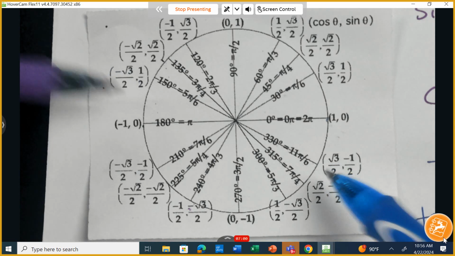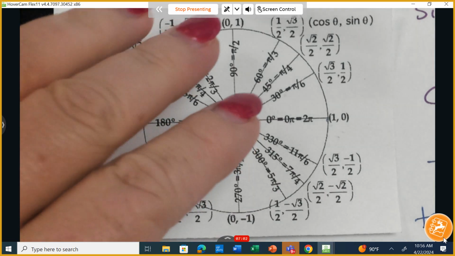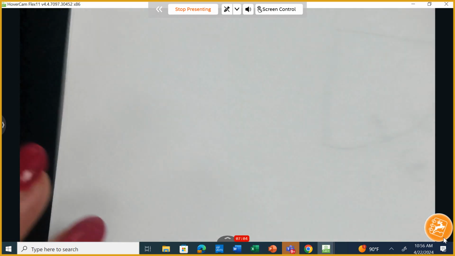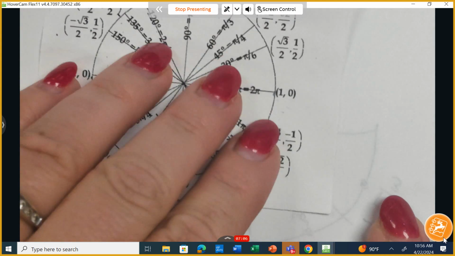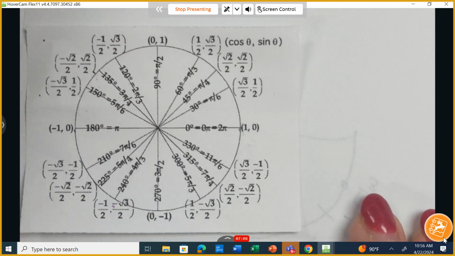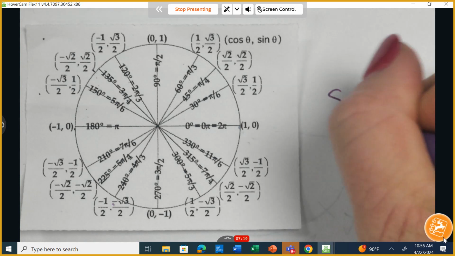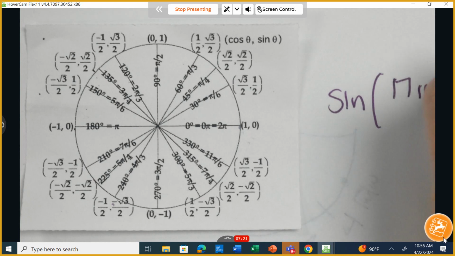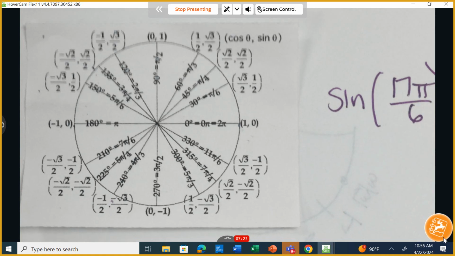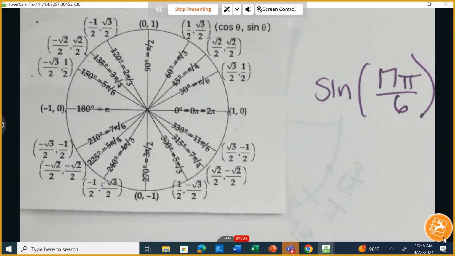Are we good? Okay, I'm going to reposition this, and now I'm going to challenge you. You're going to be talking to your partner, and let's see if you can figure this out. Listen closely. A student walks into class. They've been absent for 3 weeks, and I write this down. I want to know the sine of 17 pi over 6. You can go around as many revolutions as you want.